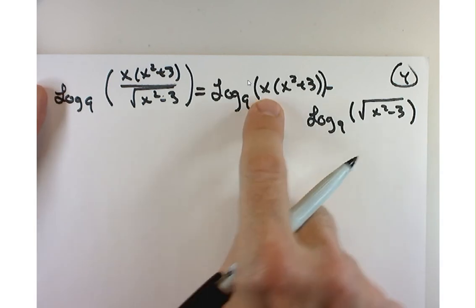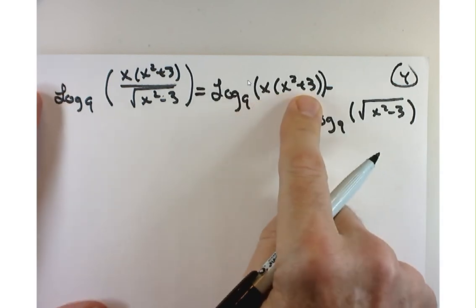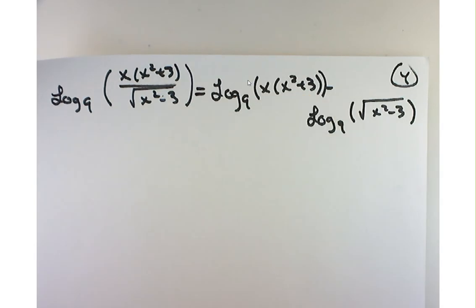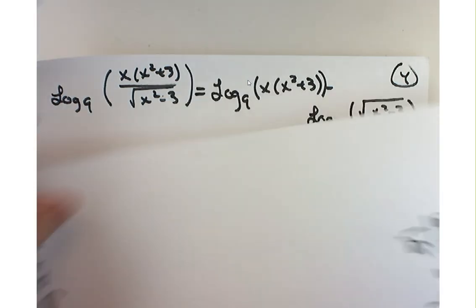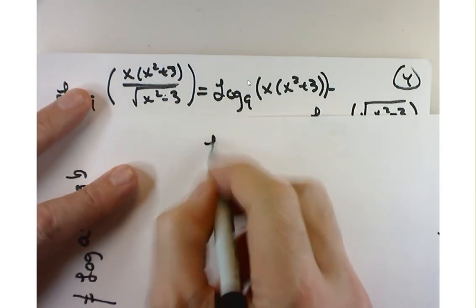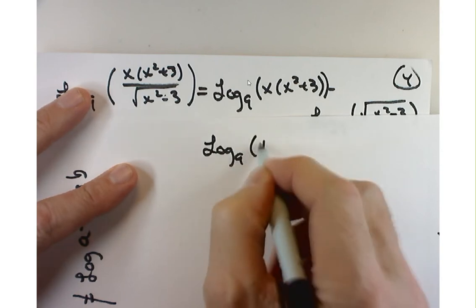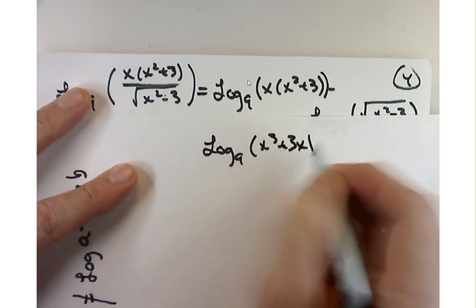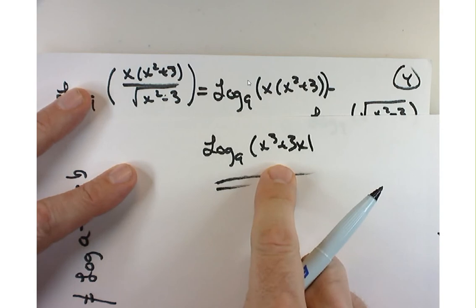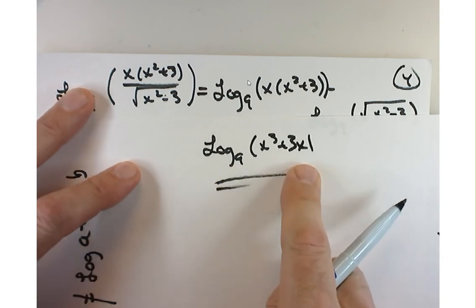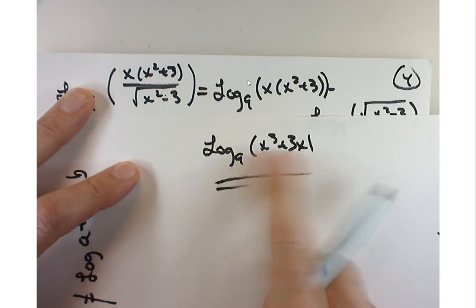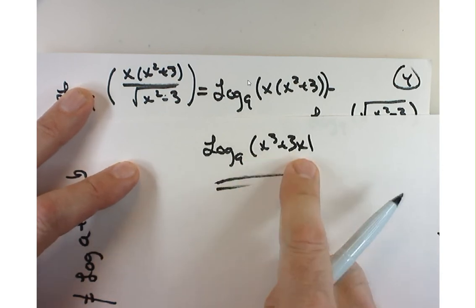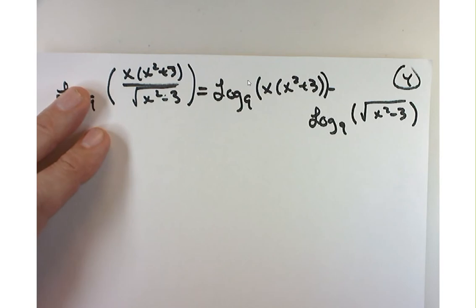It's tempting to distribute this. That's not the way I want to go on this one, because if you distribute this, it's a dead end. If I get log base 9 of x cubed plus 3x, that's as far as I can go with it, because there's no properties of logs that apply to sums. So let's not do that.